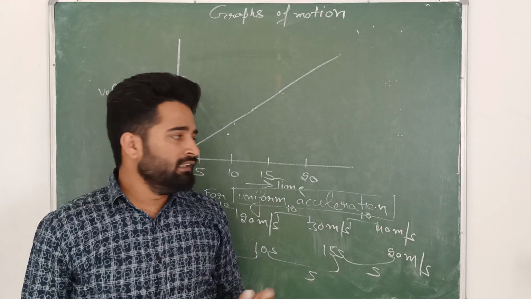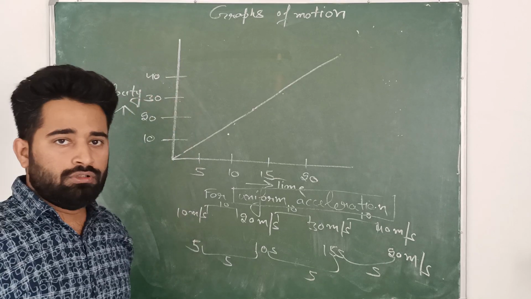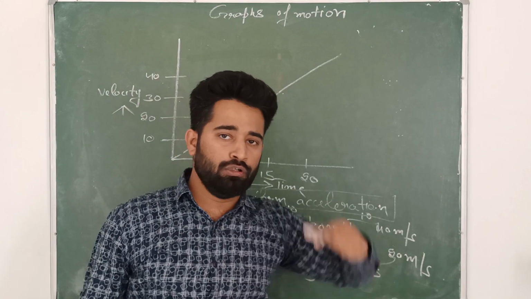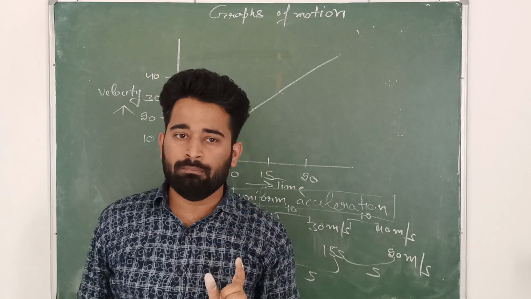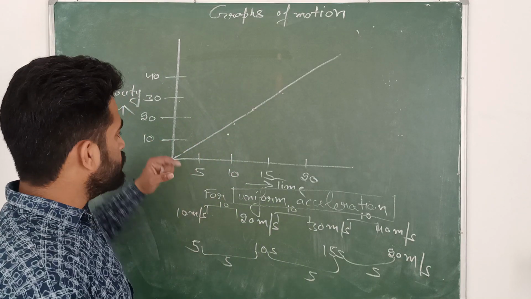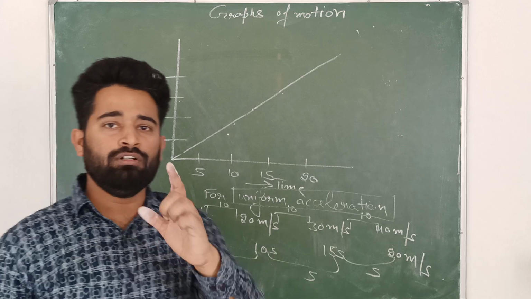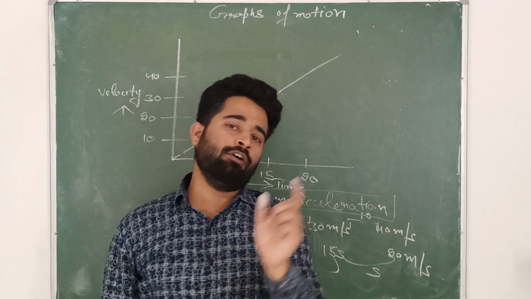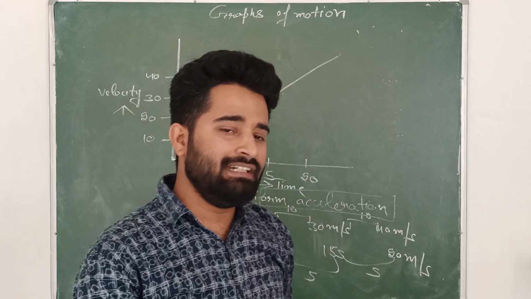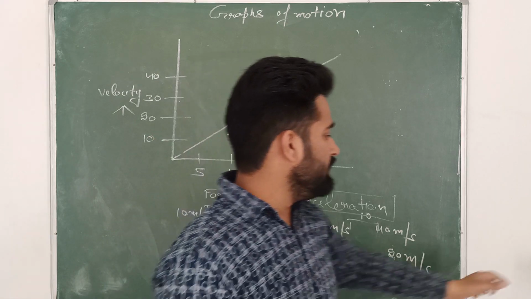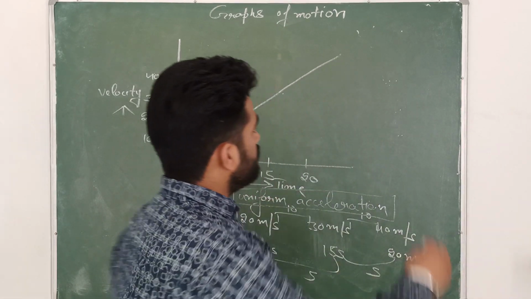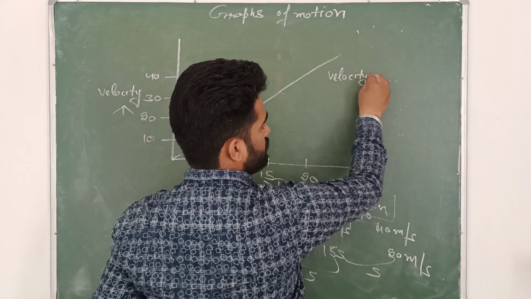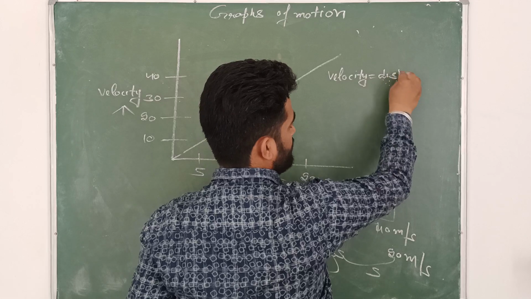So one thing is there: here velocity is changing, so you cannot calculate the displacement by the simple method that I told you in the previous graph. You will not be able to use the same formula because velocity is changing and you cannot take a fixed velocity. So what will be the formula here? That is a different concept. The formula of velocity is displacement by time.